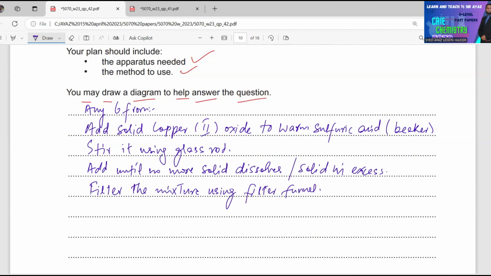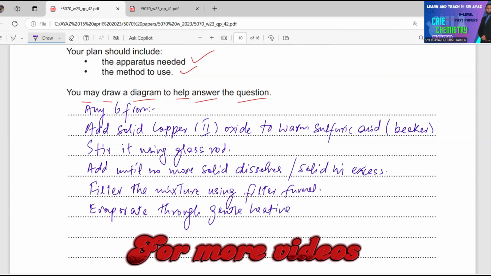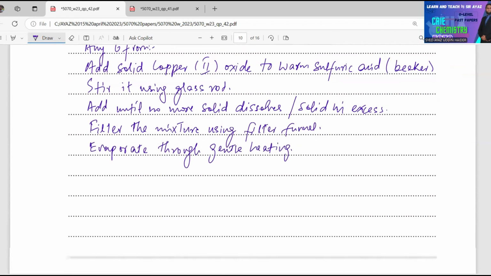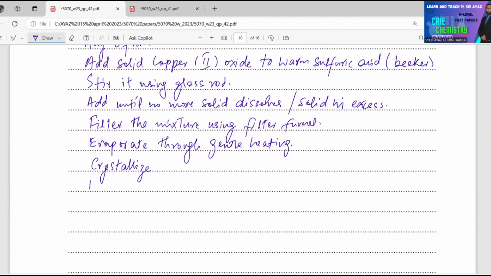In the next step, you will evaporate through gentle heating. Overheating should be avoided because in this case you may have water of crystallization lost. Evaporate through gentle heating, then allow to cool and crystallize, and dry in air. Dry the crystals.